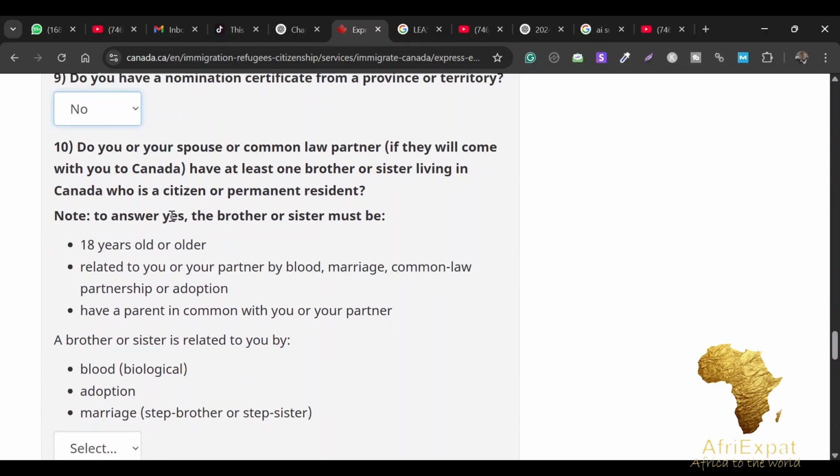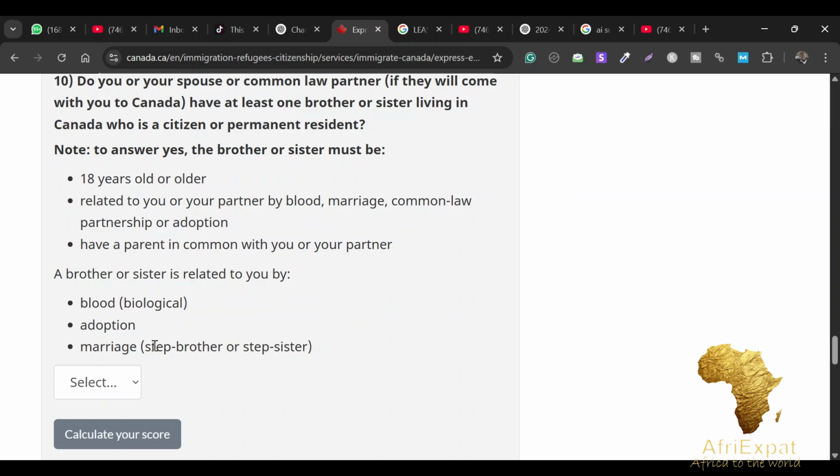So number 10, question 10. Do you or your spouse or common-law partner, if they will come to Canada, have at least one brother or sister? So if you have a brother, sister or sibling in Canada already who is a PR or a citizen, you choose yes here. If you do choose yes, they will give you additional points, about 15 points actually. So I'll be choosing no here.